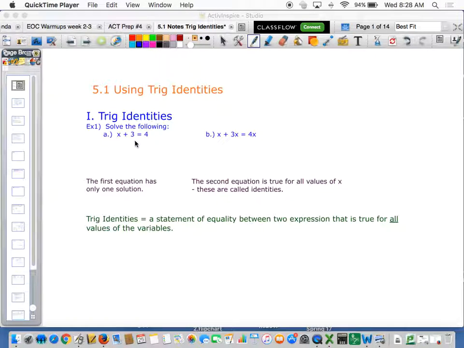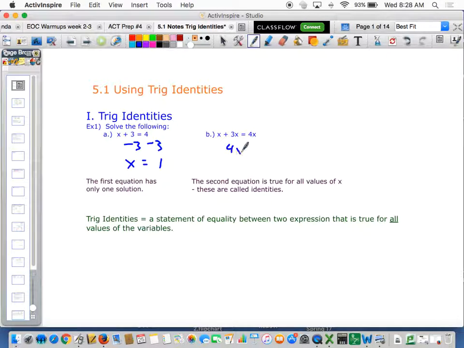So like solving the following equation here: x plus 3 equals 4. We all know we can subtract 3 from both sides, and we get 1. We know this is true. Only x can be 1 in this situation. On example B, though, we can actually combine these and get 4x equals 4x. You can even divide by 4. You end up with x equals x.